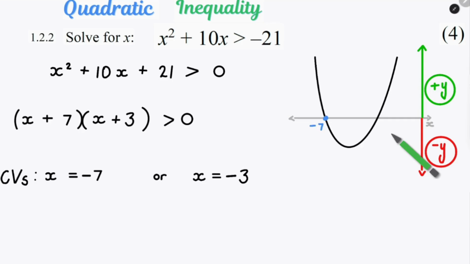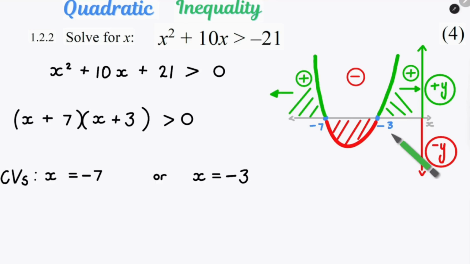And then to go a little step further and analyze this parabola, it has 3 separate regions. This green region over here is where it has positive y values. And this green region over here is also where it has positive y values. And then this little region in between negative 7 and negative 3 gives me negative y values. To properly assess which one we need to answer with, we look at this crocodile mouth over here. That's saying I want the parabola to be bigger than 0. I want positive y values.